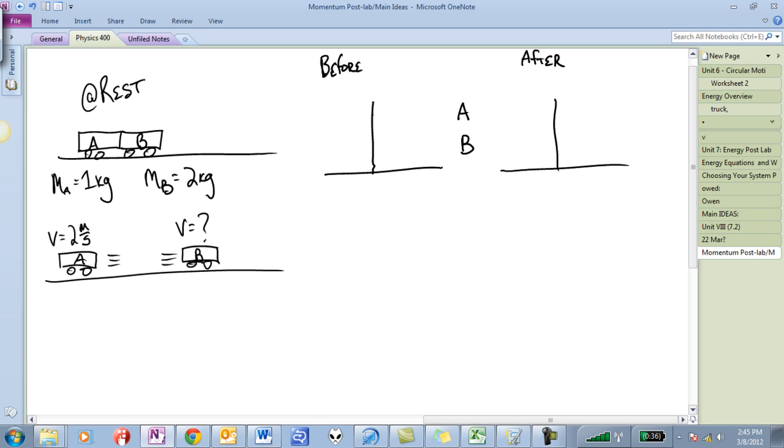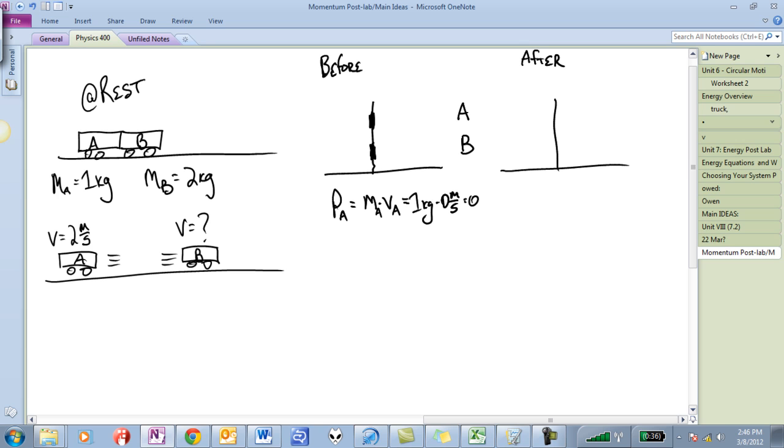Initially, before the collision, remember we always look at before a collision and after a collision. Before the collision, A has 0 momentum because it has 0 velocity, and B has 0 momentum. If you want, you can even run the calculation. PA, which is momentum of A, is M times V, MA times V of A. This would be 1 kilogram times 0 meters per second. Very easy calculation, you get a 0 there.